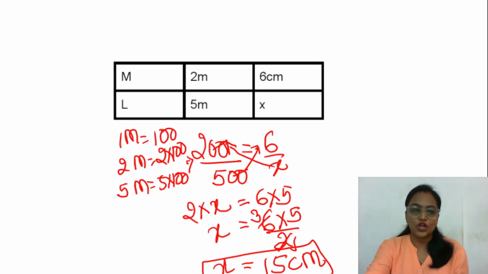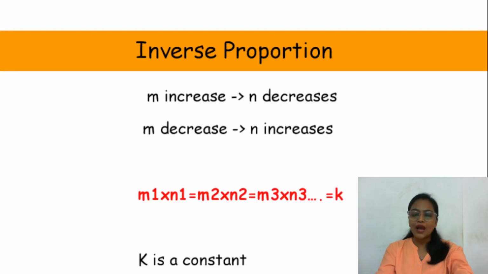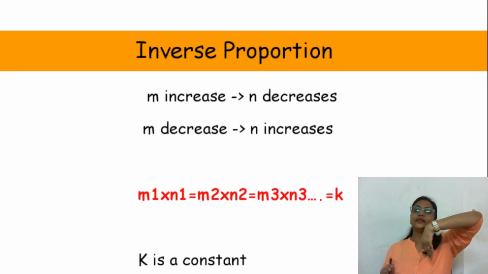Okay. Chalo. Now we will move towards inverse proportion. Now, as the name suggests, inverse proportion is the opposite of direct proportion. That is, in this case, if one quantity is increasing, the other will decrease, or if one quantity decreases, the other will increase.